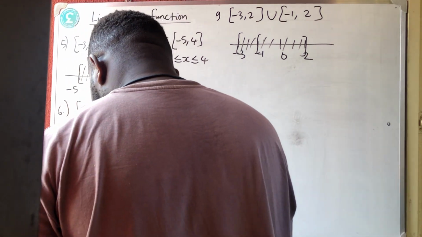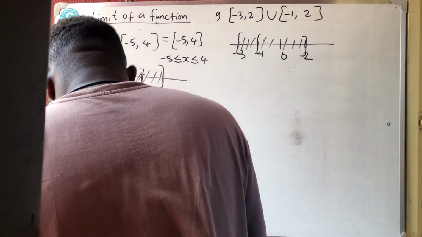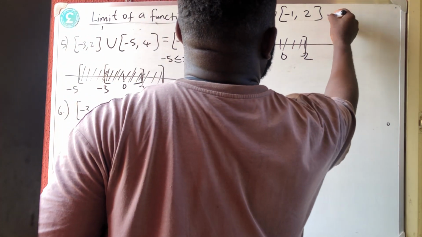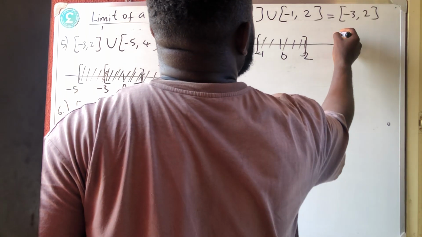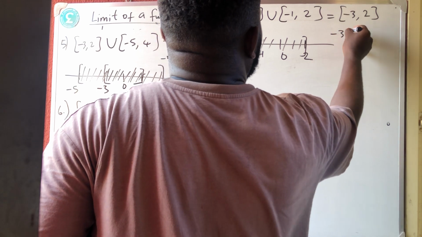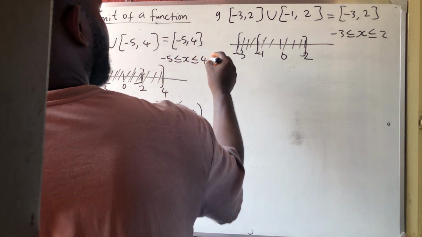Yes, G. Yes, their union is simply from here to here, is correct. So I'm having minus 3 and 2, you see. So the answer is what? Minus 3 less than or equal to x, which is less than or equal to 2. If you draw it, you will see it clear.